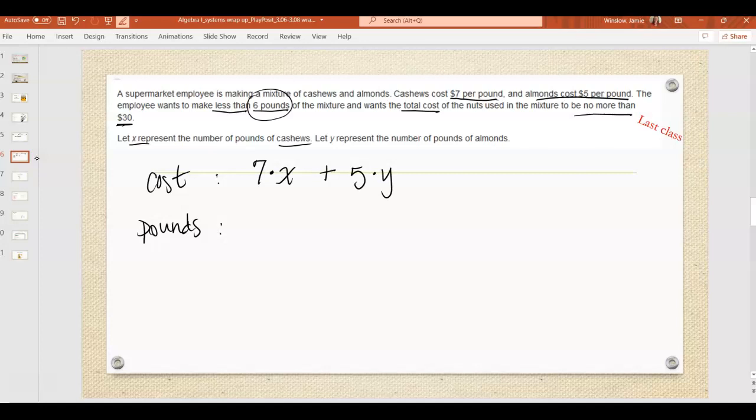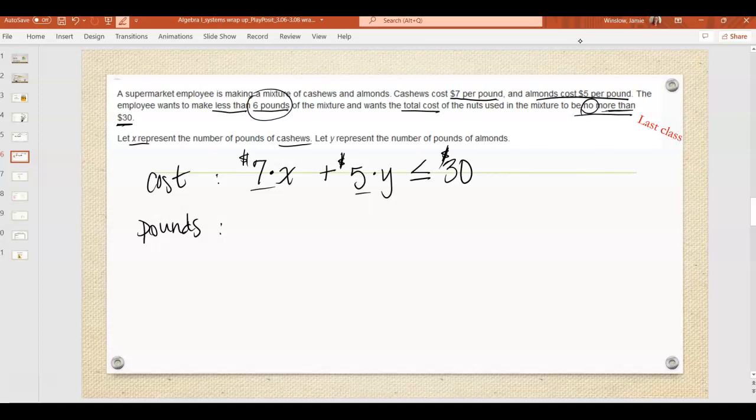And that can be no more than $30. So the 30 is going along with the 7 and the 5 because those are all dollar amounts, so they all go together. And it's going to be no more than 30, so that means it's going to have to be less than or equal to 30, because it can't be more than, it can't be $31. This is interesting because you see more than and you think you should write greater than, but it's no more than.